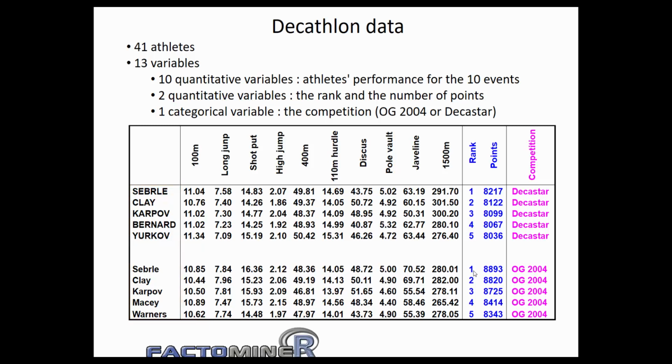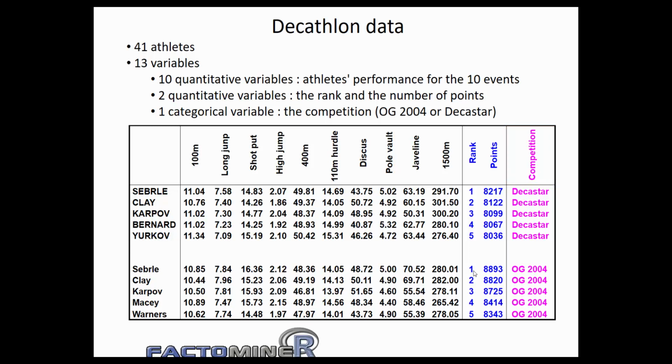Among these 13 variables, we have 10 variables that relate to performance in the various decathlon events. For example, 100 meters, long jump, shot put, high jump, 400 meters, etc. Then we have two more quantitative variables, which are the athlete's rank in the competition and the number of points scored by the athlete. In addition, there is also a competition variable with two categories, the Deca Star category and the Olympic Games category. These were two major competitions that took place in 2004.